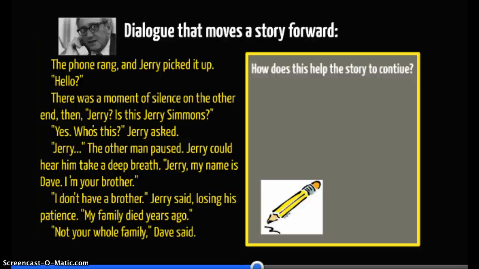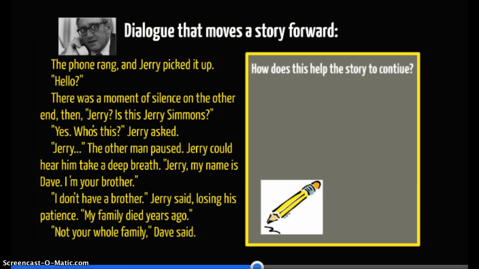The phone rang and Jerry picked it up. "Hello?" There was a moment of silence on the other end. Then, "Jerry? Is this Jerry Simmons?" "Yes, who is this?" Jerry asked. "Jerry." The other man paused. Jerry could hear him take a deep breath. "Jerry, my name is Dave. I'm your brother." "I don't have a brother," Jerry said, losing his patience. "My family died years ago." "Not your whole family," Dave said.